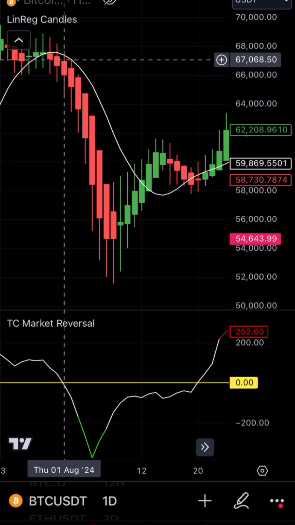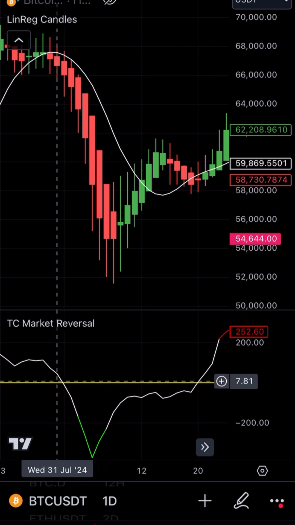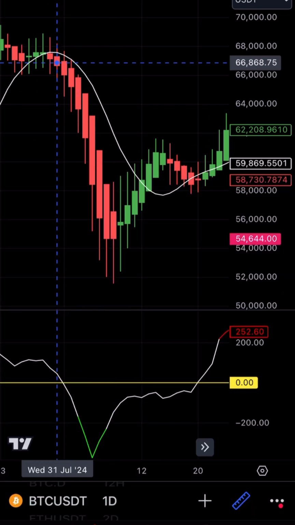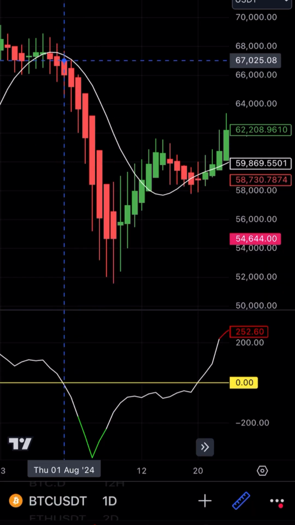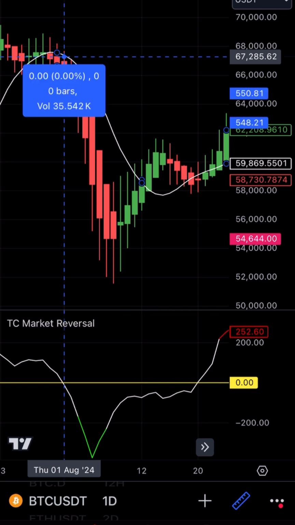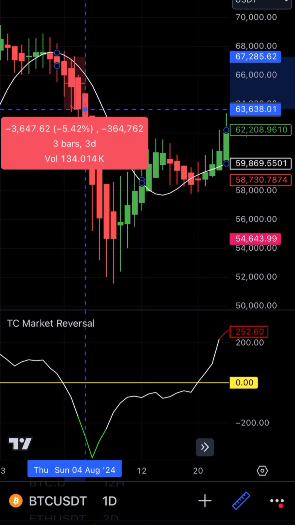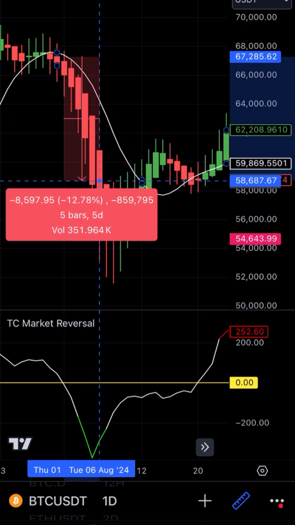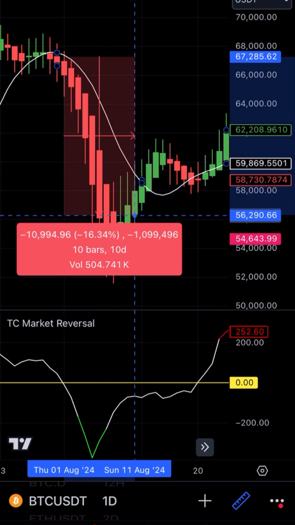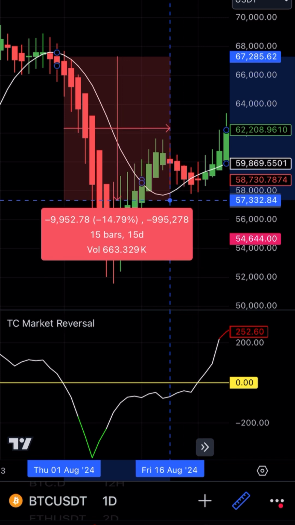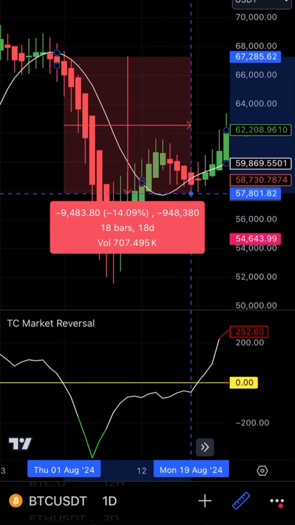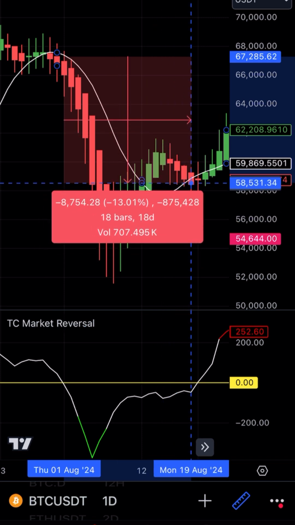We see that it crosses the zero line right about here. And then it comes down, and then you just basically ride it. You can look at the Market Reversal here, and the other indicator works in a similar way as well. But basically, you ride it out. You can ride it out until it crosses again, which is right about here. Right here you'd still be in profit. This took 18 days, and you'd still be in profit.